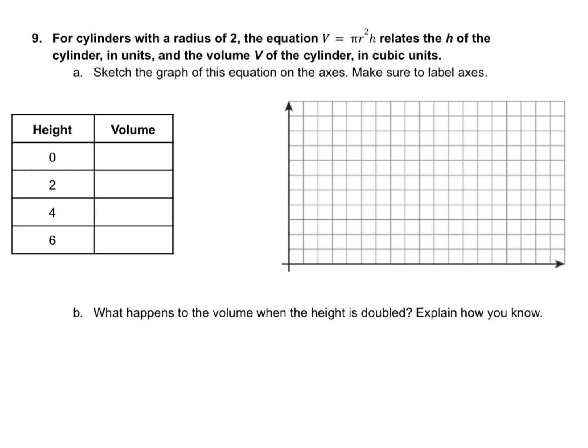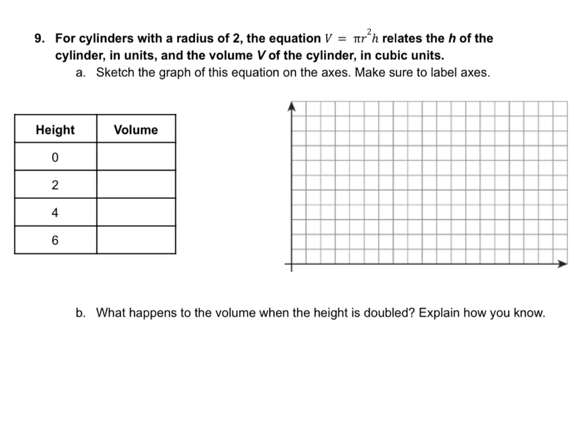Number 9, for cylinders with a radius of 2, the equation V equals pi r squared h relates the height of the cylinder in units and the volume of the cylinder. So sketch a graph of the equation on the axis and make sure we label everything. So we're going to graph this information. Our radius is going to be 2 each time, but the height is going to change. Okay, so I'm going to show my work down in this space right here.